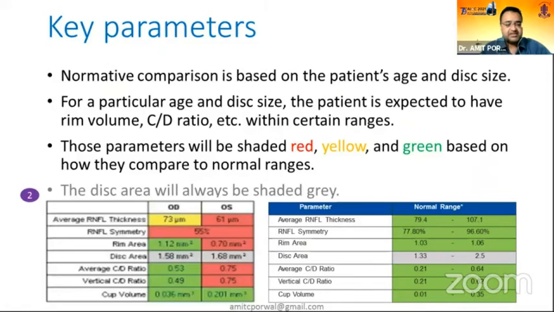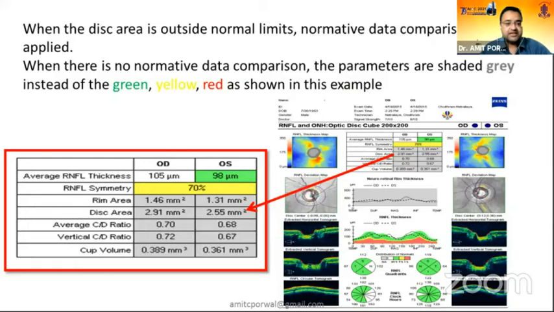Coming to the key parameters, the normative comparison is based on the patient's age and disc size. For a particular age and disc size, the patient is expected to have a rim volume, CD ratio, etc. within certain ranges. So those parameters will be shaded as red, yellow, and green based on how they compare to the normal ranges. When the disc area is outside the normal limits, the normative data comparison is not there. And when there is no normative data comparison, the parameters are shown in gray instead of green, yellow, and red, as shown in this example.